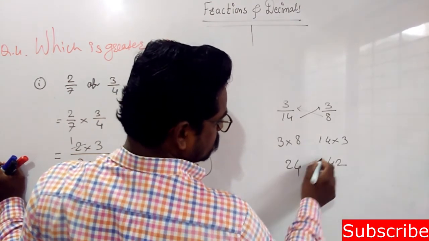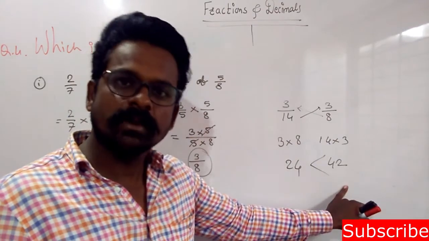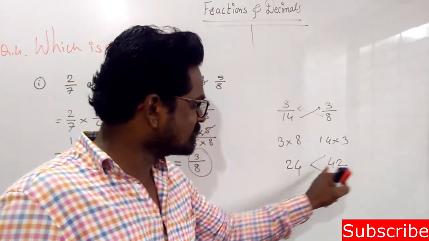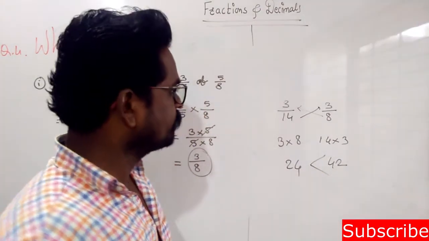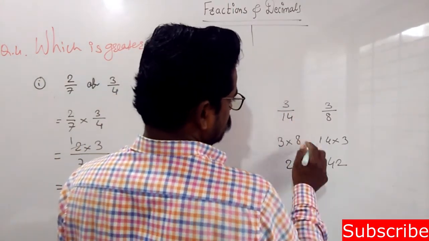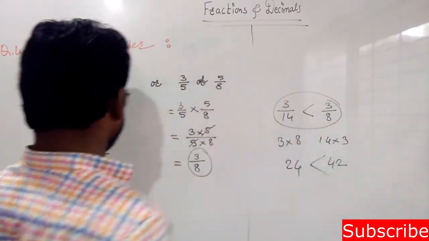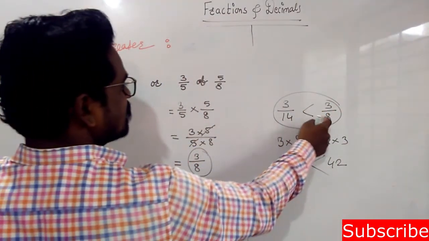42 is the greater one, so we can write in this way. 24 is less than 42. Fine, no problem. So we can remove this here and put this sign here only. So 3 by 14 is less than 3 by 8.